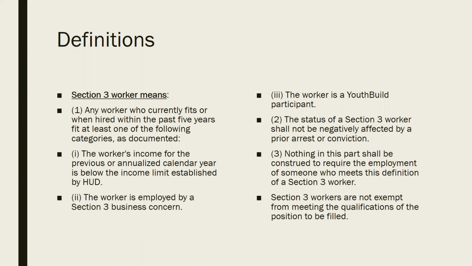A Section 3 worker is any worker who was hired within the last 5 years. Either, under the analyzed calendar year for HUD income data, they are below the income limit, they are employed by a Section 3 business concern, or they are a YouthBuild participant. Any of these things, they only have to qualify for one. So you have 3 options, and if they have one of those, they can be considered a Section 3 worker.